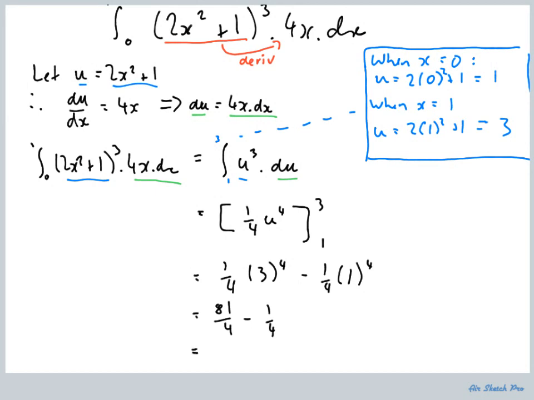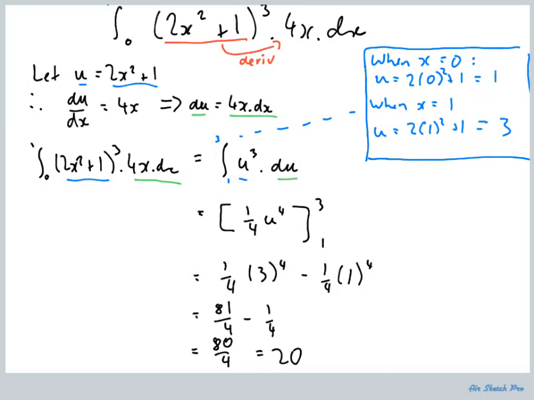I'll do this in 2 steps, although you could do it in 1. That's 80 over 4. Do I have any more space? No, I don't. I don't like putting equal signs, because my equal signs all go underneath each other, so I don't like doing what I'm about to do. Isn't it? 4, yeah, 20.